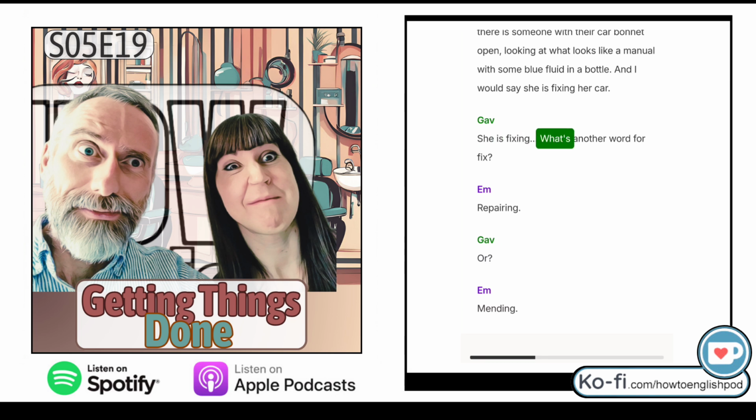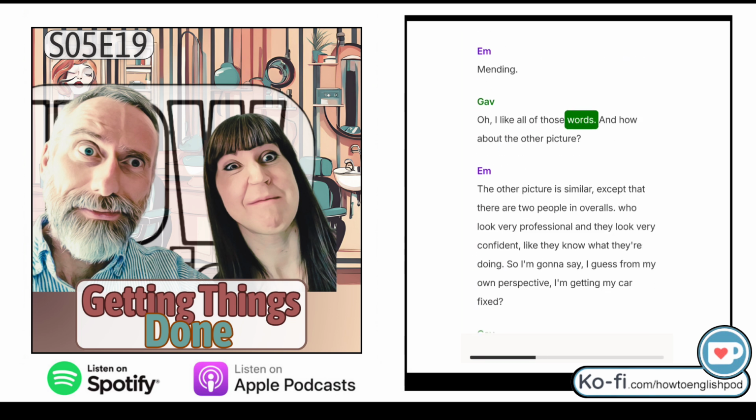She is fixing. What's another word for fix? Repairing. Or mending. Oh, I like all of those words. And how about the other picture? The other picture is similar, except that there are two people in overalls who look very professional and very confident, like they know what they're doing. So I'm going to say, I guess from my own perspective, I'm getting my car fixed.